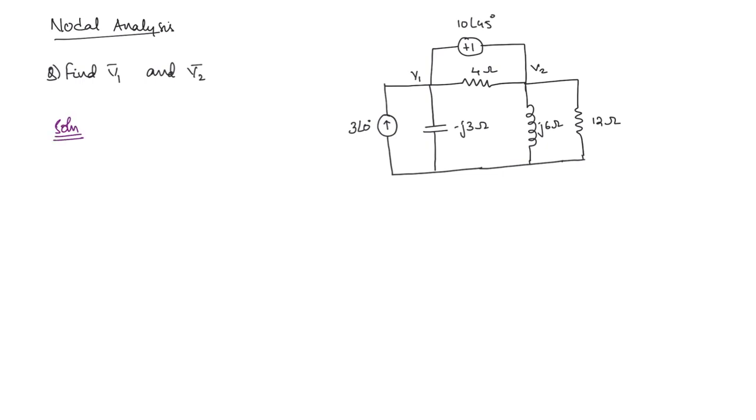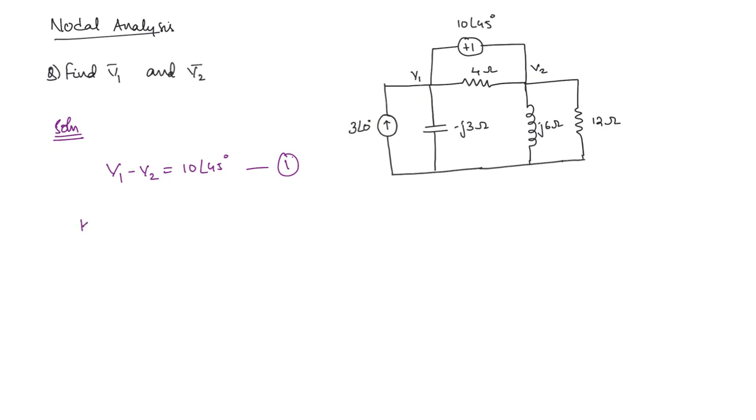The very first equation that you can write is V1 minus V2 is equal to 10 angle 45 degrees. Why are we taking V1 minus V2? Because the positive polarity is towards V1. So the first equation is V1 minus V2 is equal to 10 angle 45 degrees.